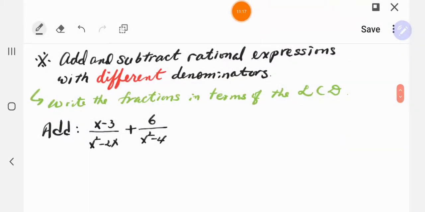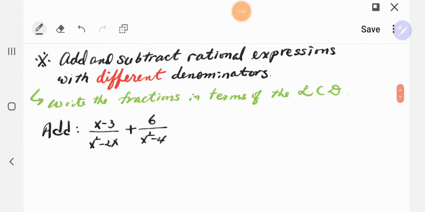Okay, this is another concept. When we add and subtract rational expressions with different denominators. This time we have fractions. Rational expressions are fractions. So when the denominators of these fractions are different, when you add and subtract, we have to rewrite the fractions in terms of the LCD. The previous sections are about writing fractions in terms of the LCD.